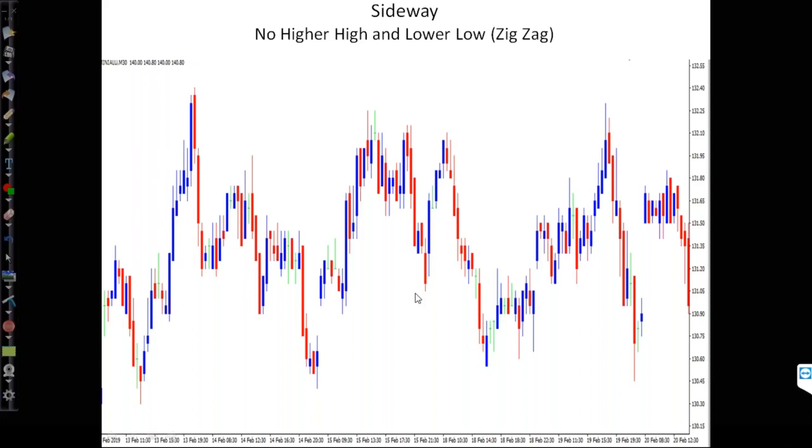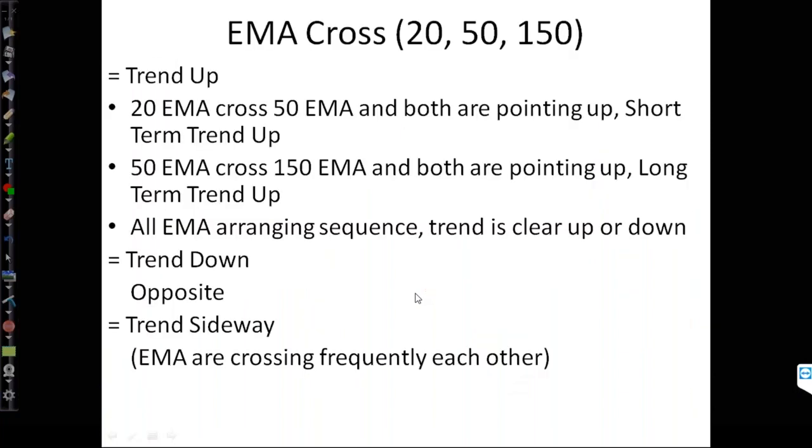Now you can see this is the zigzag pattern. Next you can see the method, EMA cross. I'm taking 3 exponential moving averages: 20, 50 and 150. Remember this criteria I'm writing here. First criteria: when the 20 exponential moving average crosses the 50 moving average. Suppose this is the 50 EMA, the red one.